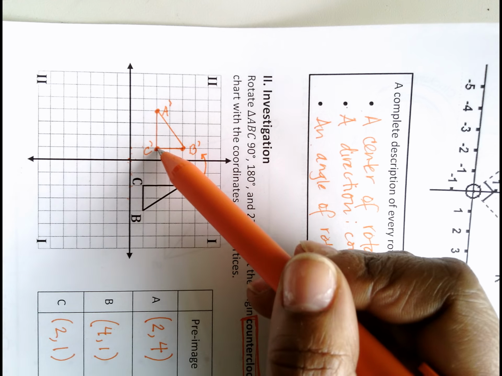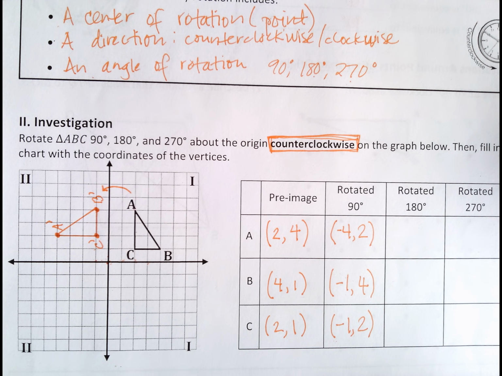A, -1, 2, 3, 4. 1, 2, -4, 2. Okay, so we're going to try that together with the 180-degree rotation. So 180 degrees means that I need to move twice counterclockwise, okay? So once and then twice. All right, so I need to turn this twice.